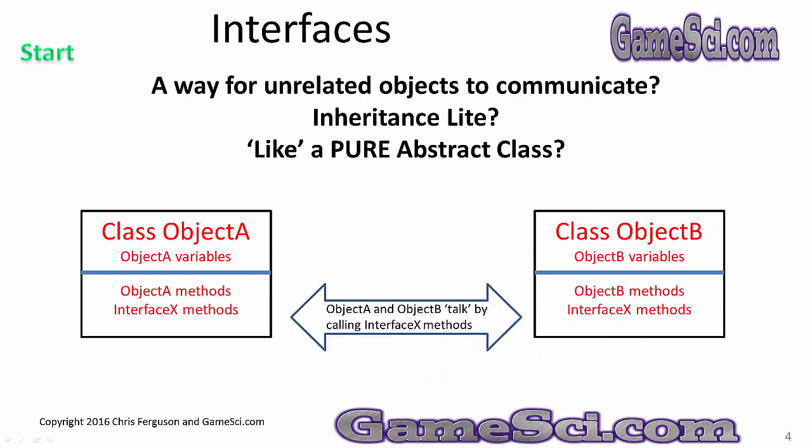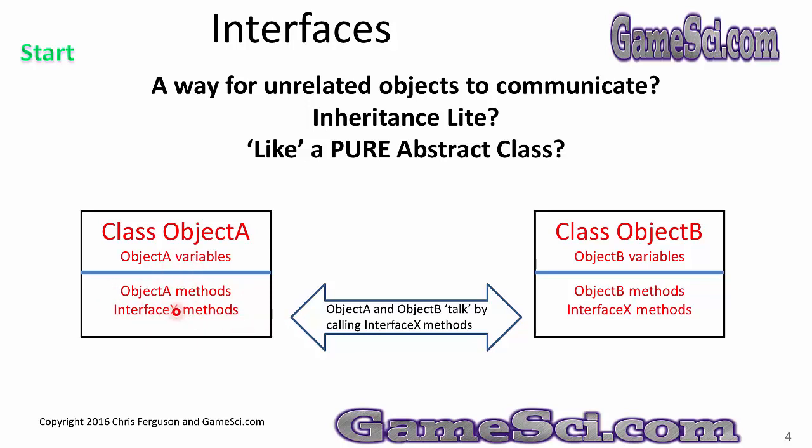Interfaces. A way for unrelated objects to communicate. Sort of like inheritance light. Another way you can think of it is it's like a pure abstract class. In this generic diagram here, I have class object A, which of course is going to have the object A variables, and it's going to have the object A methods. But it's also going to have some interface methods.